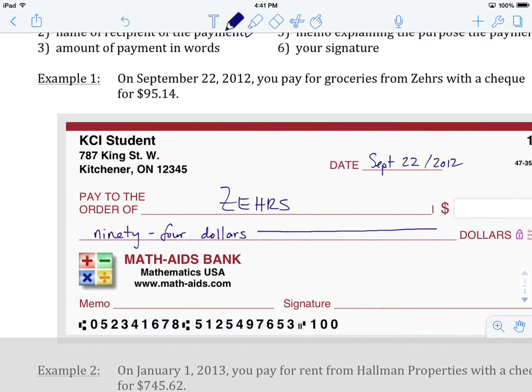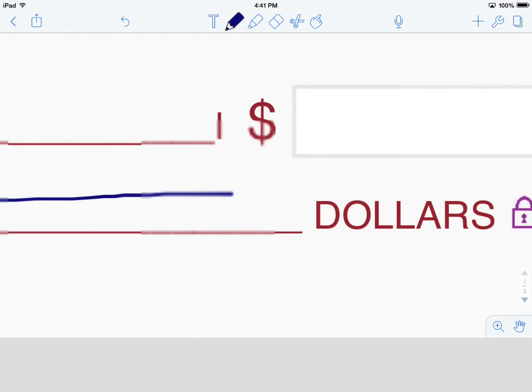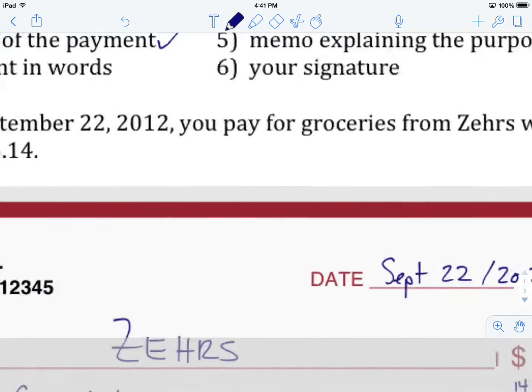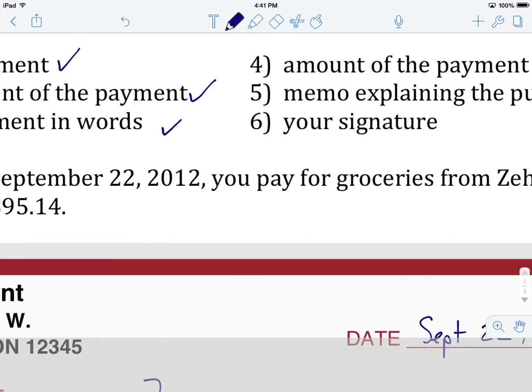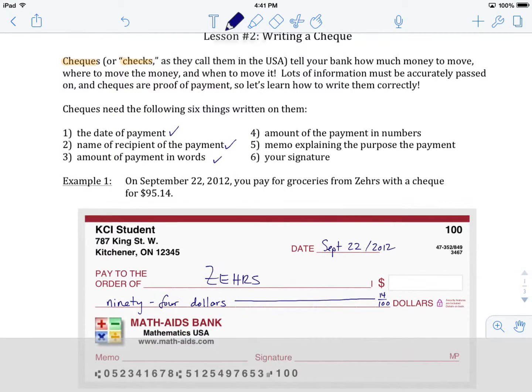So this is $95.14. So over here we're going to write 14 cents out of 100 possible pennies. And that takes care of the amount of payment in words. Let's get a look at that. We're looking good so far.